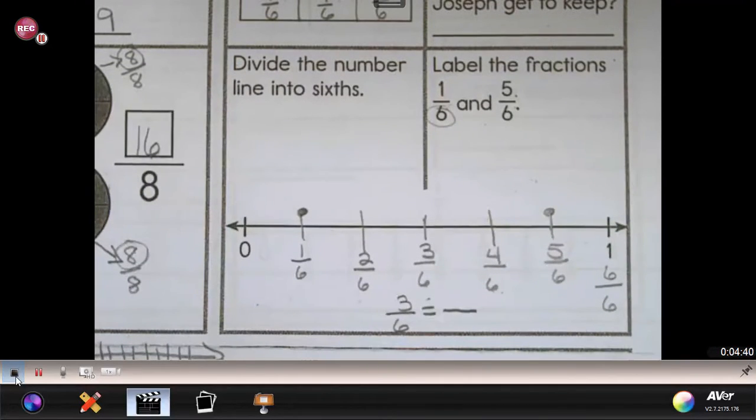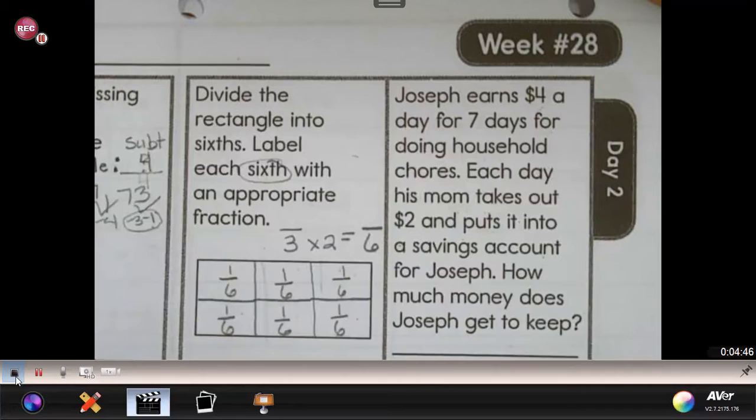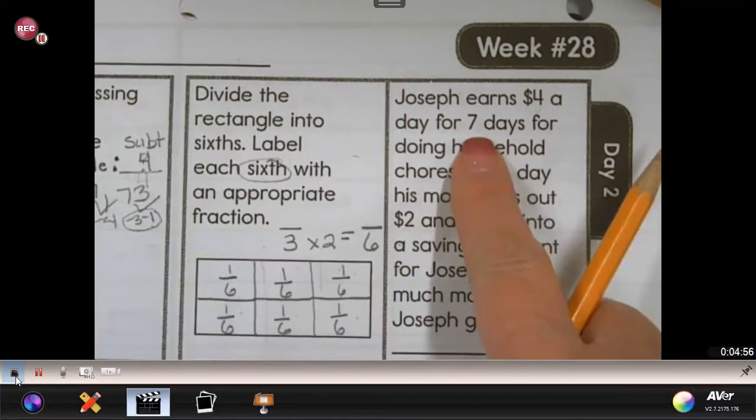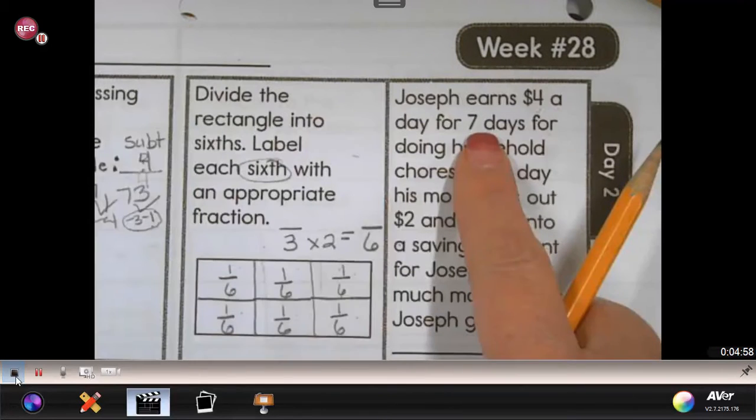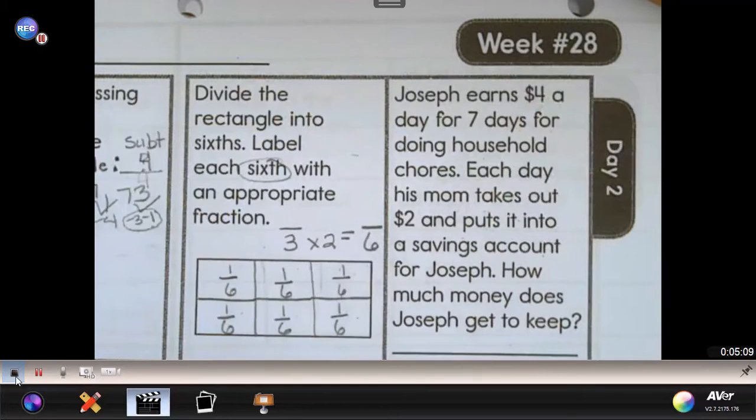Okay? All right, let's take a look at that word problem now. It says Joseph earns $4 a day for 7 days for doing his household chores. So every day he gets $4, and he does this for 7 days. So think about it. The days are the groups, and the amount that he gets each day is how much money he's going to earn. And we want a total.